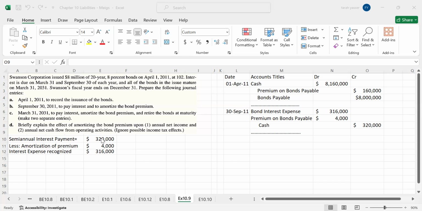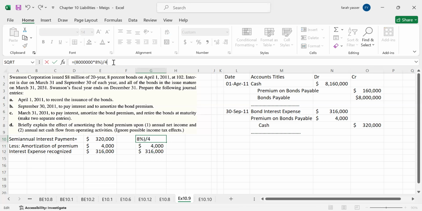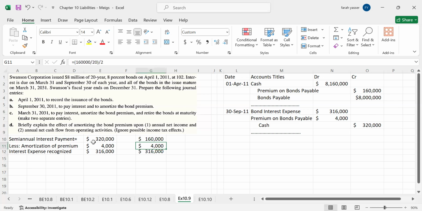Here we have calculated this interest payment. We can take this data, and here we use 4 because we are calculating this amount for 3 years, for 3 months. So there are 4 quarters. So this is the semi interest payment. These are the semi annual payments.